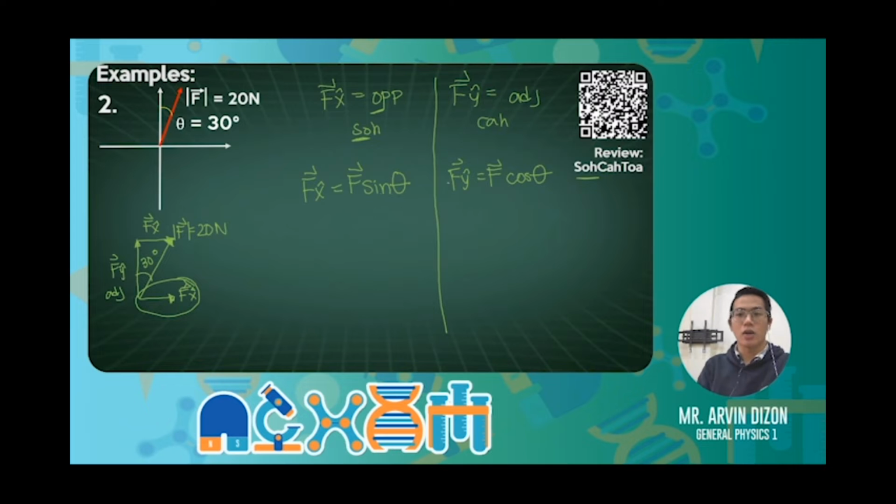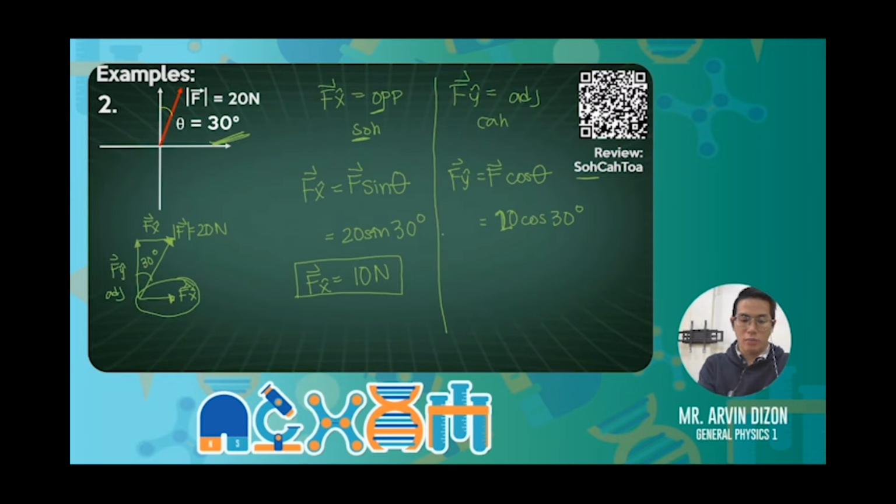Again, for how we got this, please refer to the previous example. So plugging in the values, we have Fx equal to 20 sine theta, where our angle is 30 degrees, and Fy equal to 20 cosine 30 degrees. Fx will now become 20 sine 30 degrees, which is 10. So this is 10 newtons. We'll have here a force on the x-axis with a value of 10 newtons.